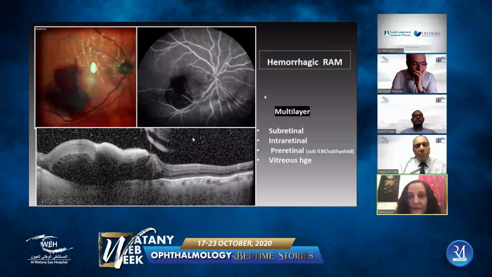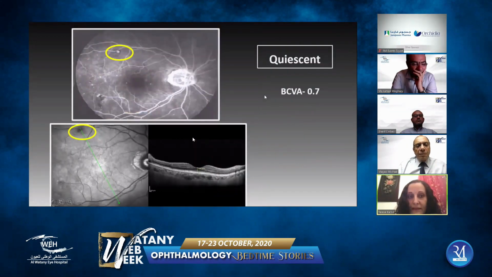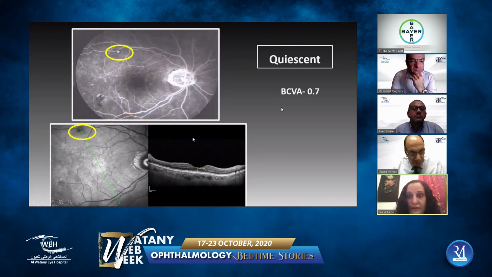That would make you suspect the patient has a macroaneurysm. And the last type is the quiescent type, where the patient is not complaining, but on routine exam, the patient, who was coming in to check for his diabetic retinopathy, was detected. This is known as a quiescent macroaneurysm. This patient had very good vision.